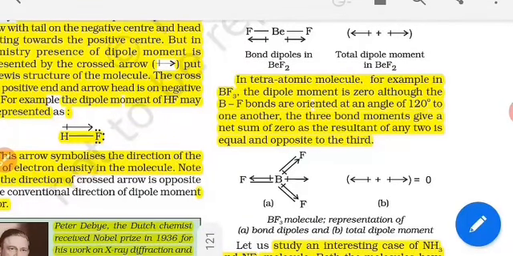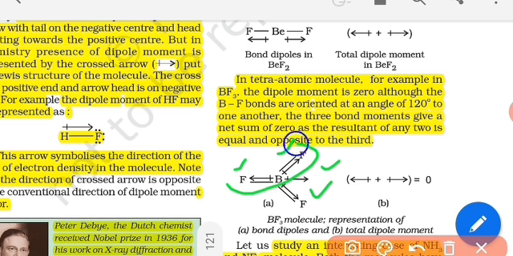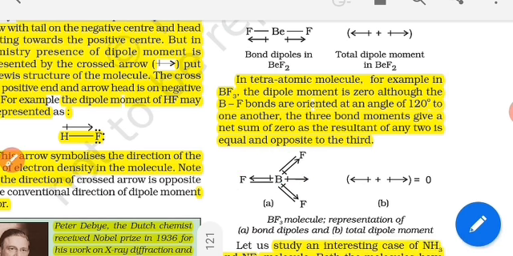In tetraatomic molecules, for example in BF3, the dipole moment is 0, although the B-F bonds are oriented at an angle of 120 degrees. The three bond moments give a net sum of 0, as the resultant of any two is equal and opposite to the third. The sum of the bond dipoles of two is equal and opposite to the third one. So the net dipole moment is 0 for the BF3 molecule.